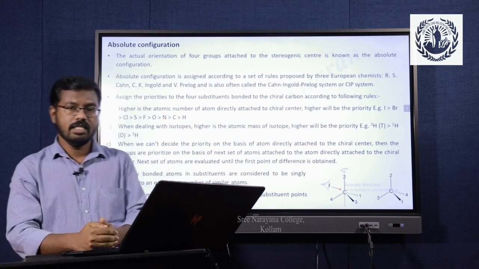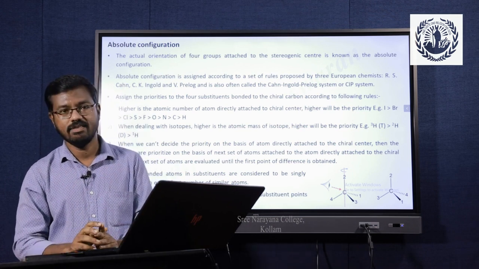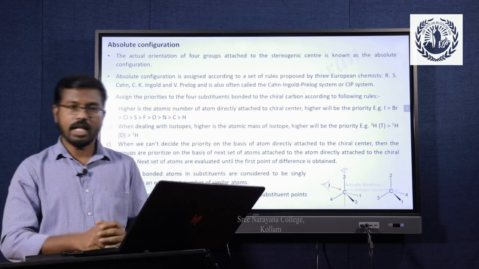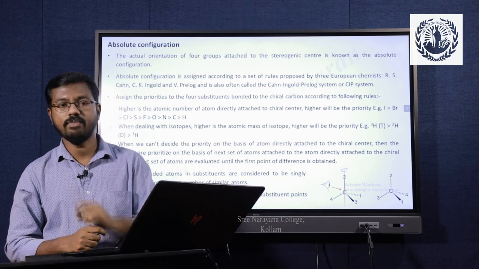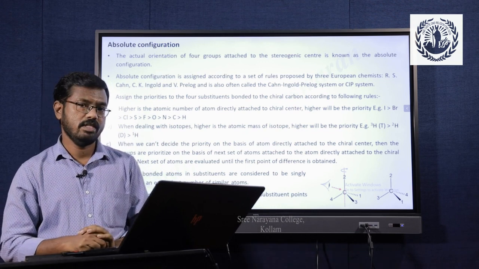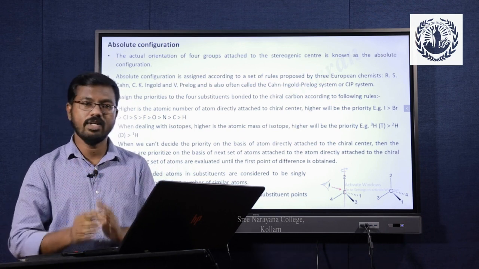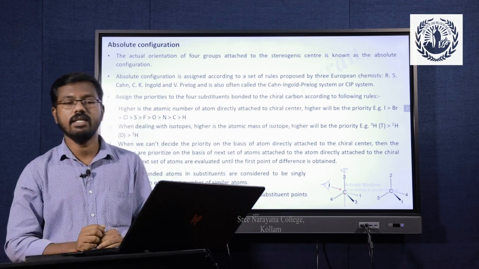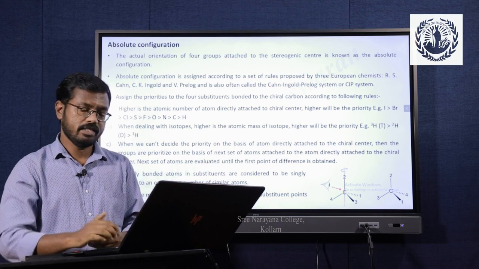And if the molecule is represented using a dash-wedge line structure, then there is one rule that has to be followed. The lowest priority group should be pointing away from the eye of the observer. If it is not, we have to somehow arrange the molecule in such a way that the lowest priority group is pointing away from the observer. Then you can find the configuration.